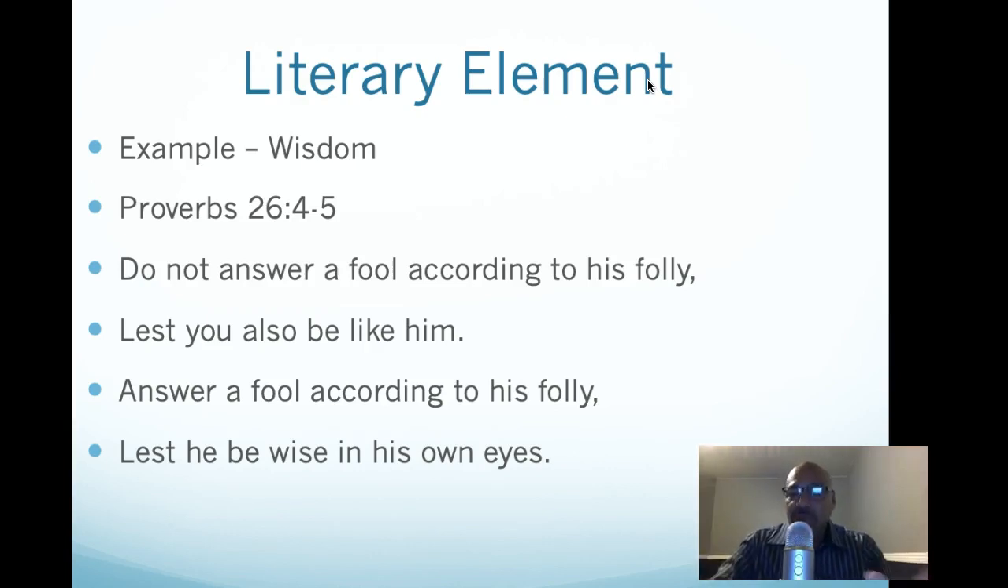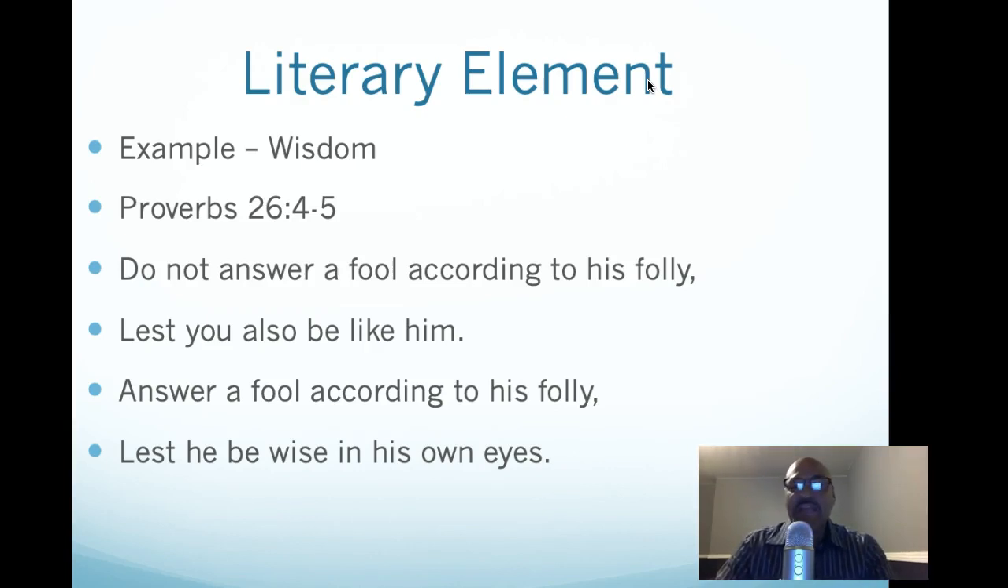Okay, here's an example. There are wisdom scriptures. Proverbs 26:4-5. Do not answer a fool according to his folly, lest you become like him. Now follow the thought. Answer a fool according to his folly, lest he be wise in his own eyes. Well, what does that mean? Look at what is here. If you answer a fool, you'll be just like him. In other words, if you confront him, then you will become like him. And then he says, answer a fool according to his folly, lest he be wise in his own eyes.